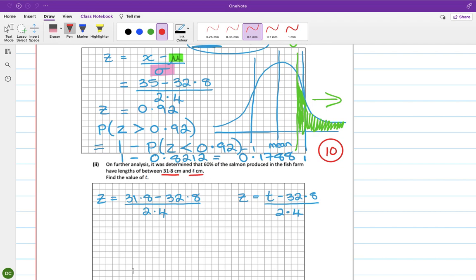Oh, okay, we're back on, we're working. Okay, so it says that the probability of being in between these two z-scores is 60%. So, I don't know, let's call this, do I want to call it x? I probably don't.